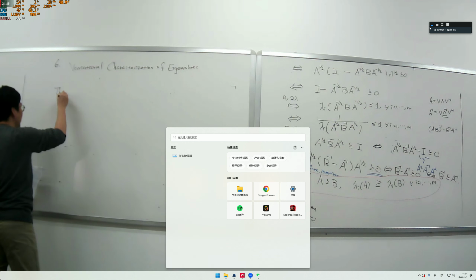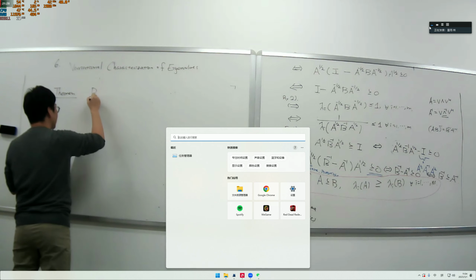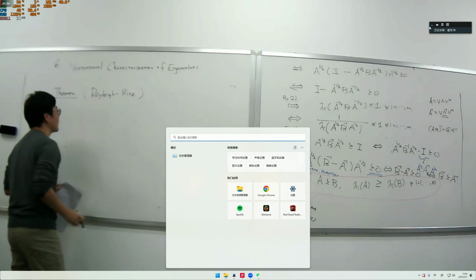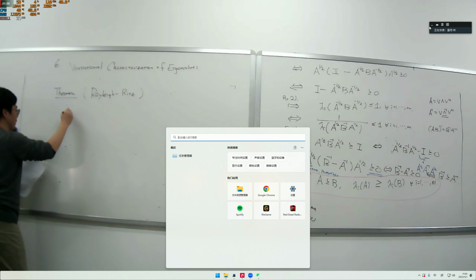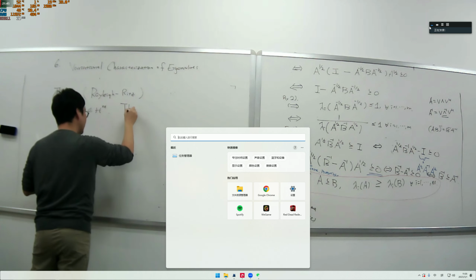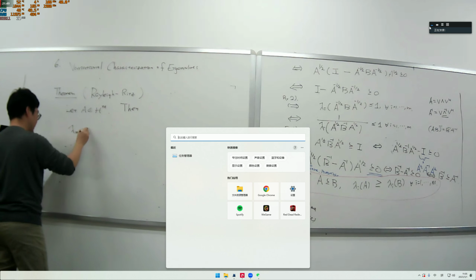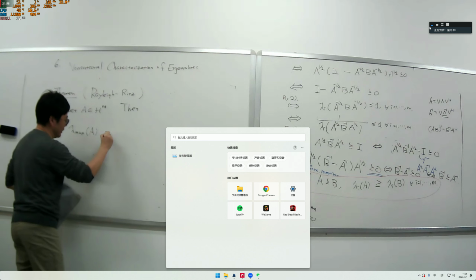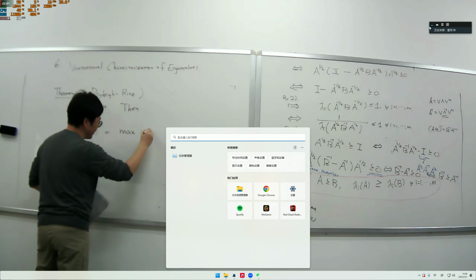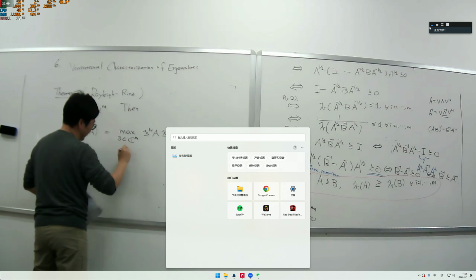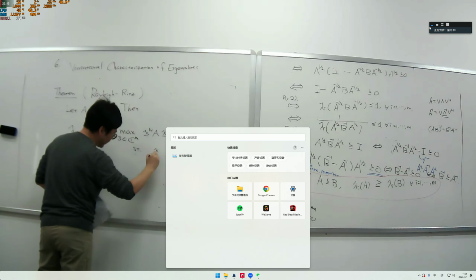This theorem is called Rayleigh's theorem, which says that if A is a Hermitian matrix, then the largest eigenvalue of A, for example if we order lambda 1 to lambda n, then lambda 1 is the largest, the largest eigenvalue is equal to, if we consider this objective optimization problem.